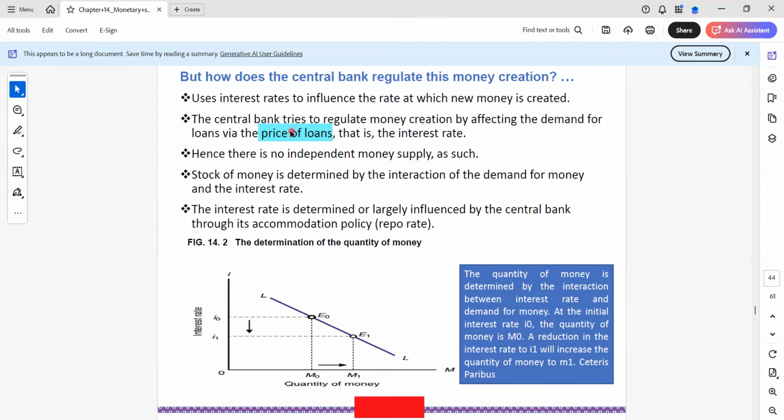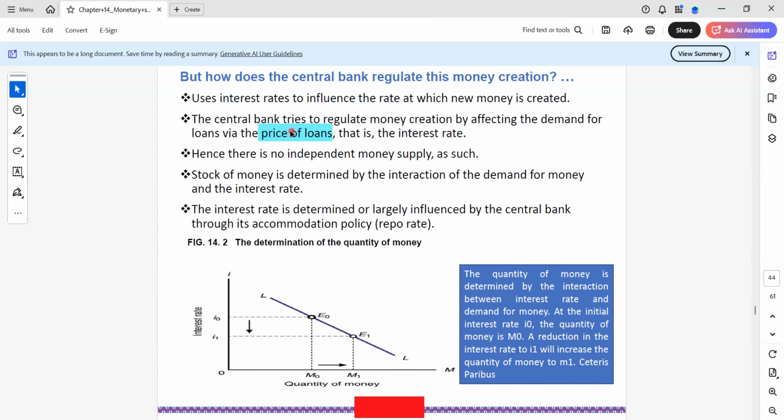Hence, there is no independent money supply. So there is no independent money supply, right? Because the supply of money is regulated by the what? By the South African Reserve Bank. Stock of money is determined by the interaction of the demand for money and the interest rate.